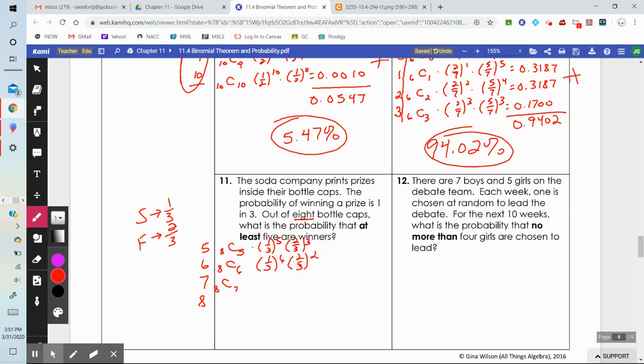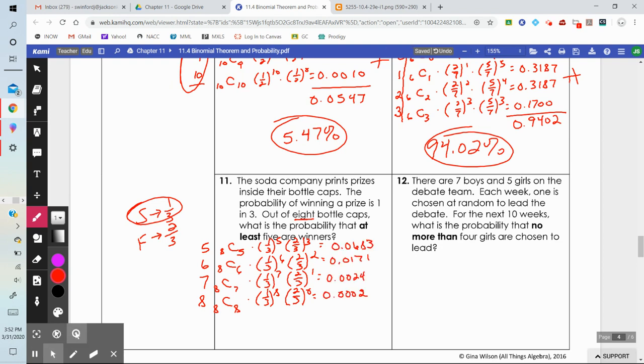Combinations of 8 choose 7 is how many times it could happen that we could have 7 winners. So we have 7 winners and 1 loser. And then finally, the combinations of 8 choose 8, and that's actually going to be 1. There's only one way that all 8 could win, and that's if everybody wins. So we have 8 winners, and we have no losers, and I can already tell you that one's not going to be very likely. If there's only a 1 in 3 chance that you get a winner, the probability that all 8 are going to win is not going to be very likely.